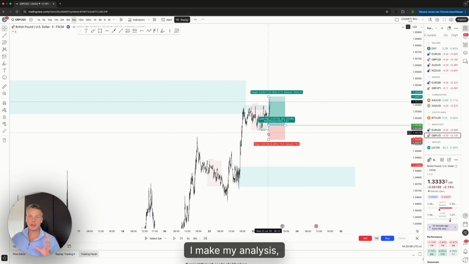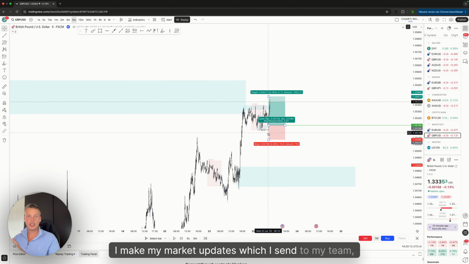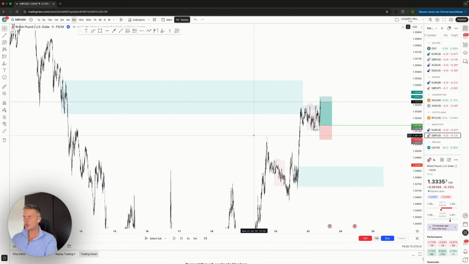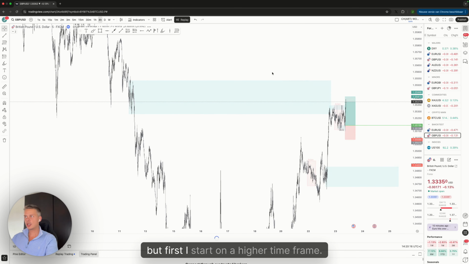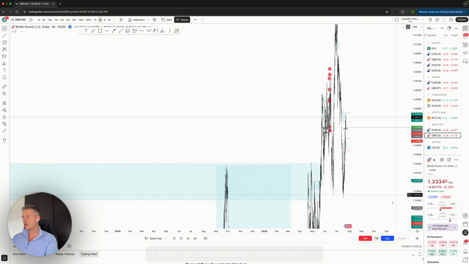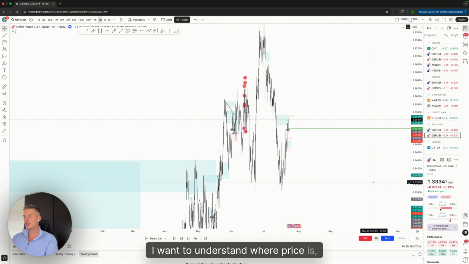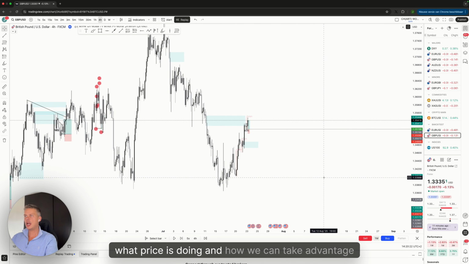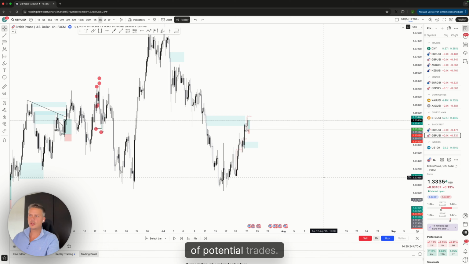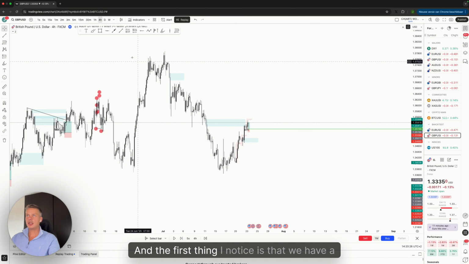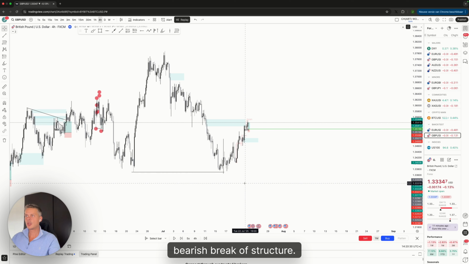I make my analysis, I make my market updates, which I send to my team, which I send to my VIP. But first I start on a higher time frame. I want to understand where price is, what price is doing, and how we can take advantage of potential trades. And the first thing I notice is that we have a bearish break of structure. This means overall people are looking for shorts.